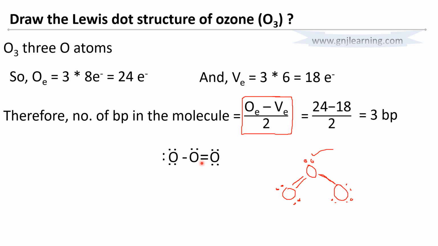Only thing is this is in linear geometry, whereas this is the bent one, having a bend here. So this is the actual geometry of the molecule, but for Lewis dot structure it is not that important to have the correct geometry of the molecule. The correct geometry of the molecule we will learn later.